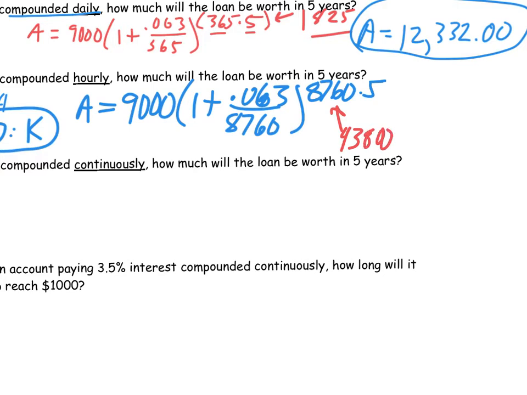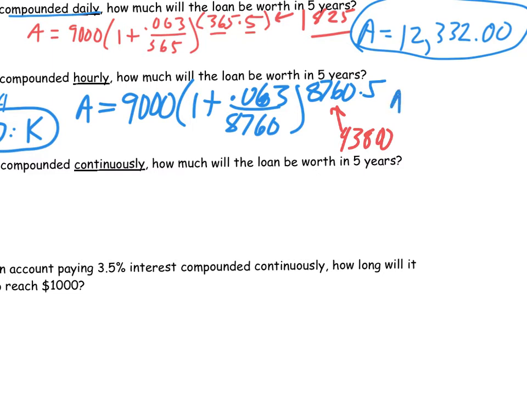It's going to be more interest. I don't know how much more it's going to be when you compound it 24 times a day and then 365 times a year. But let's see. Let's just plug it in. So 9,000, hit the parentheses, 1 plus 0.063 divided by K, and K is 8,760, and then raise it to that power of the K times T. Finish the parentheses off first, and that's going to be 43,800. You would think it would be a ton more, but it's really not that bad. There it is.